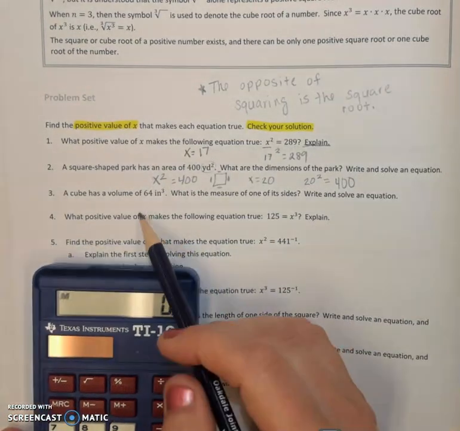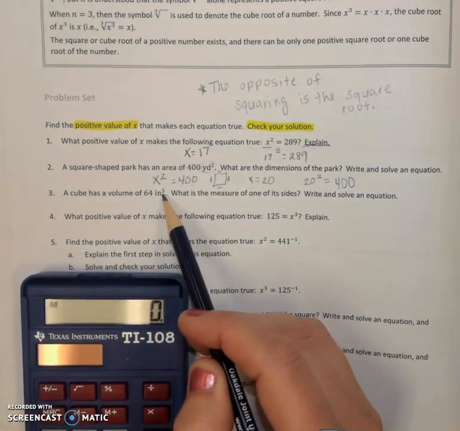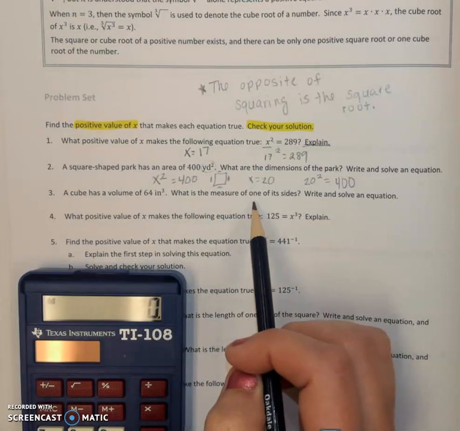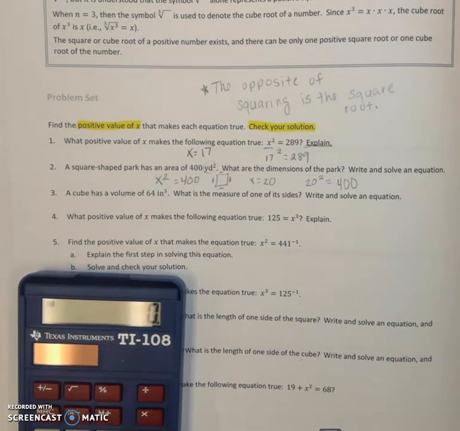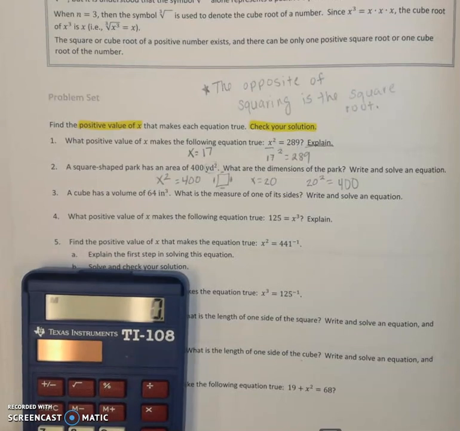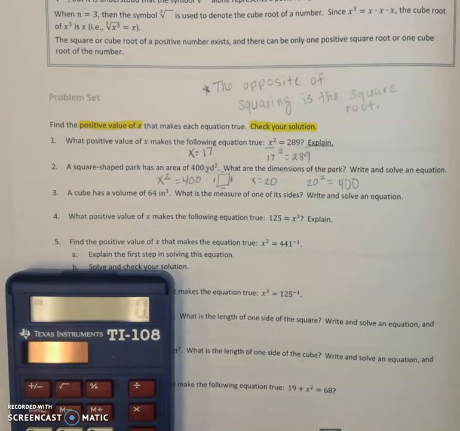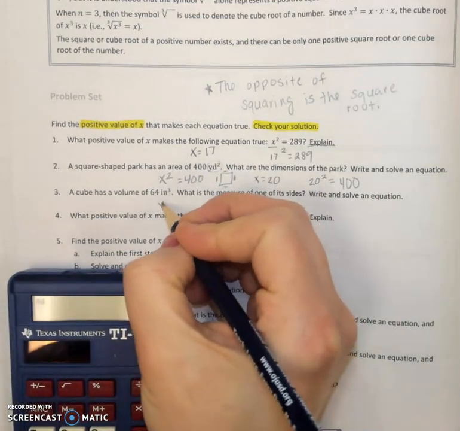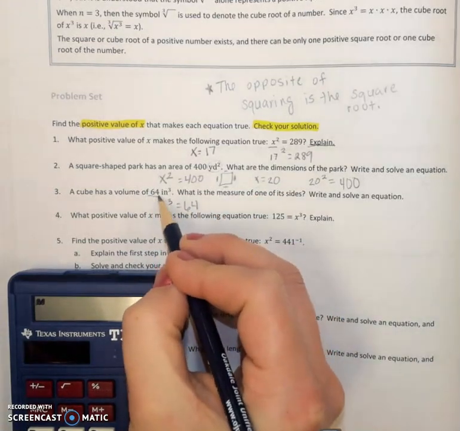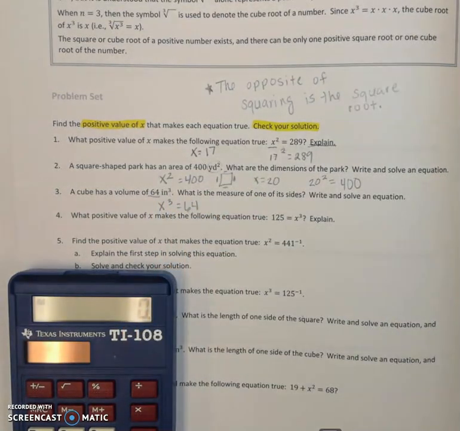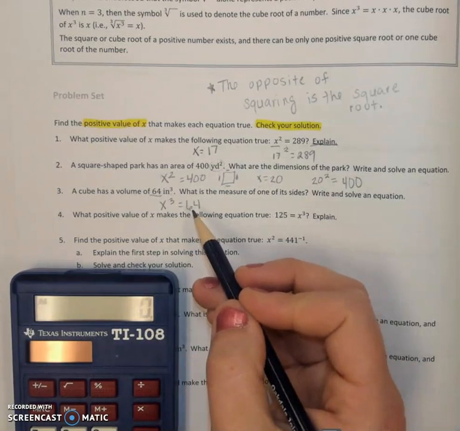A cube has a volume of 64 inches cubed. What is the measure of one of its sides? Write and solve an equation. So a cube has a volume of 64 inches cubed. What is the measure of one of its sides? Okay, so same thing, we're going to set up our equation. X cubed equals 64. Again, it's telling us the answer. That's why it's equals 64.